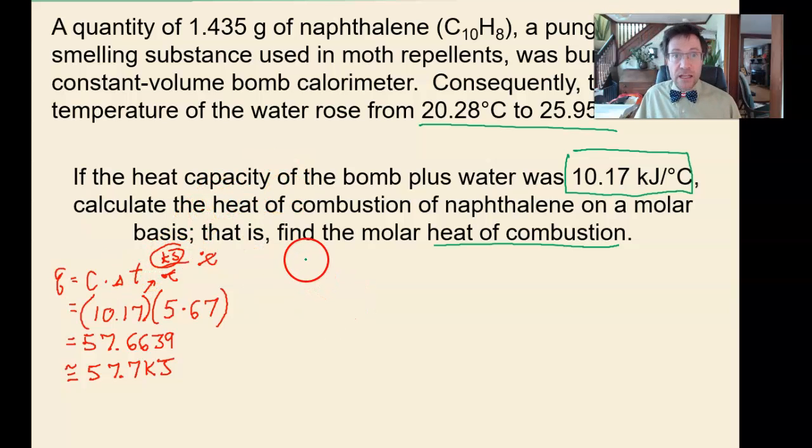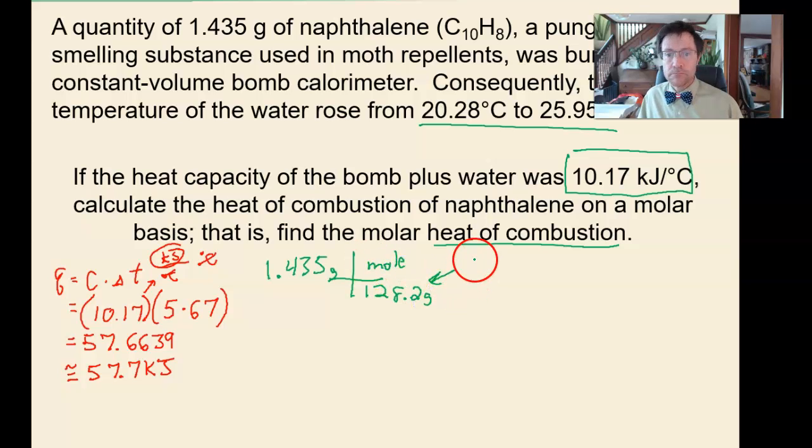All right, so now what I need to do is go from 1.435 grams. I'm going to put that into the lines of pain. And what did I figure out? 128.2 grams per mole. Where did I get that from? Gram formula mass. C10H8, 10 times 12 plus 8. That's 120 plus 8, and some decimals because it's hydrogen. There it is.